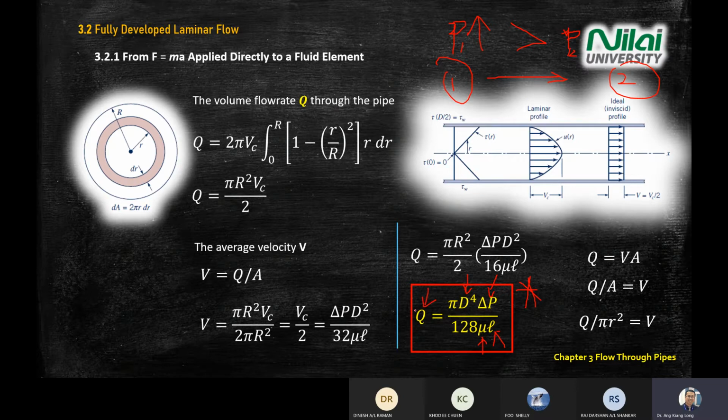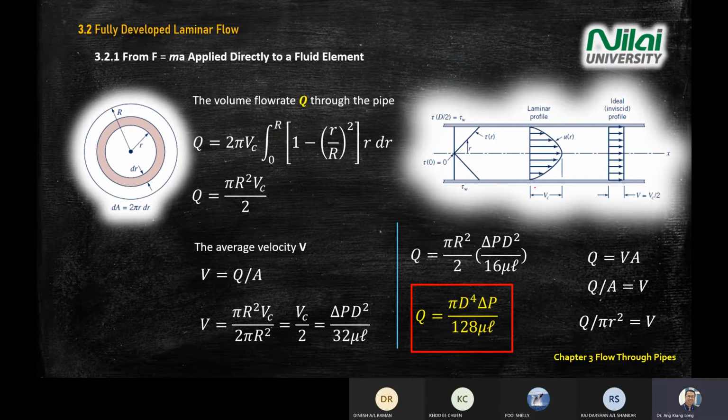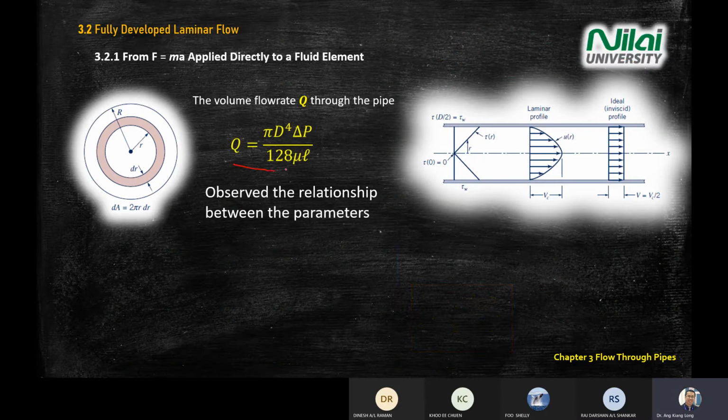Now, for example, you need to maintain the Q. And then, for example, the diameter changes. What else can you change to maintain the Q? This kind of question you need to answer mathematically using this equation. Again, I stress this one is important for your test and final exam. Next, you're going to move on. So again, Q equal to pi D power 4 delta P divided by 128 mu, dynamic viscosity, L.